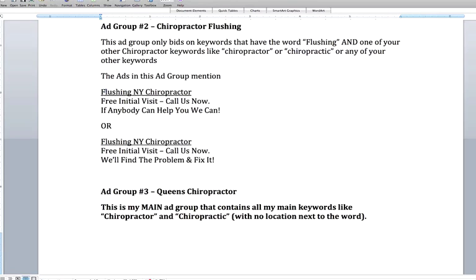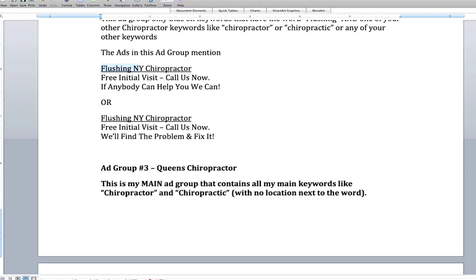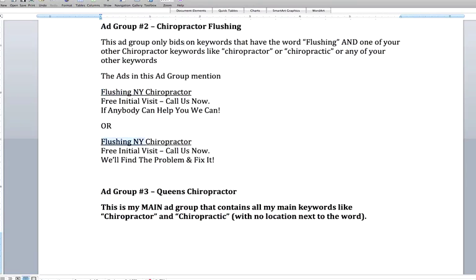And again, same thing as the Bayside one. This one would say Flushing, New York chiropractor. Same ad, so you don't have to recreate the wheel here. You just go in and create a new ad and change the location for this one, right? Same ads as the other one, just with your new location in here. Okay, so that one would be specific to chiropractor.